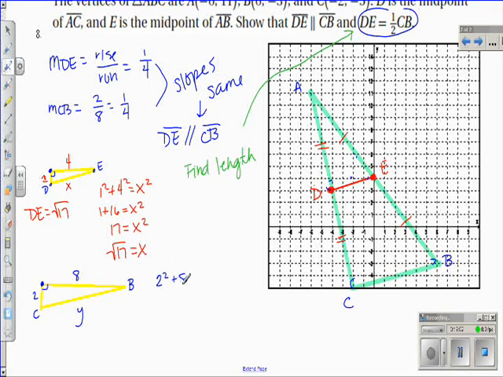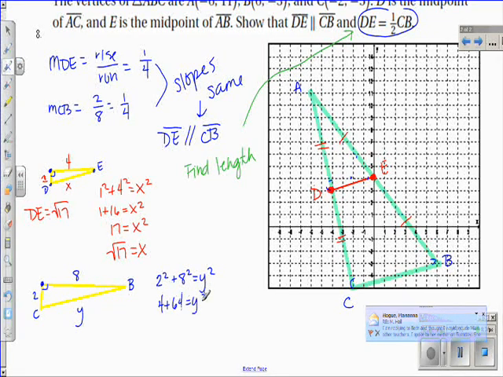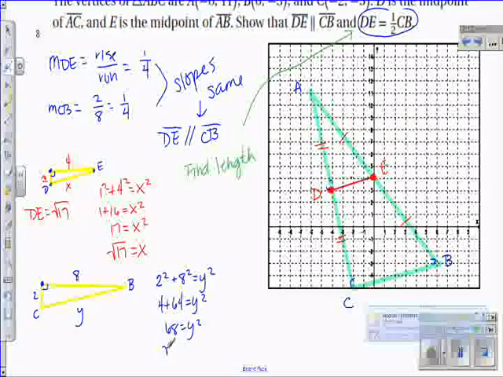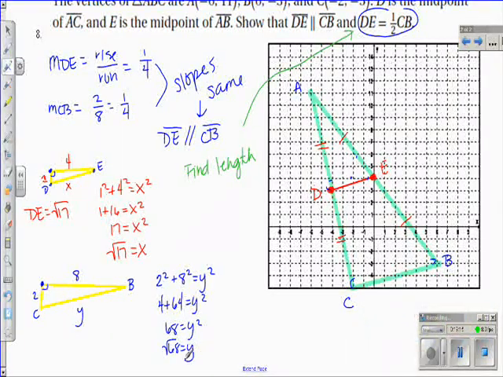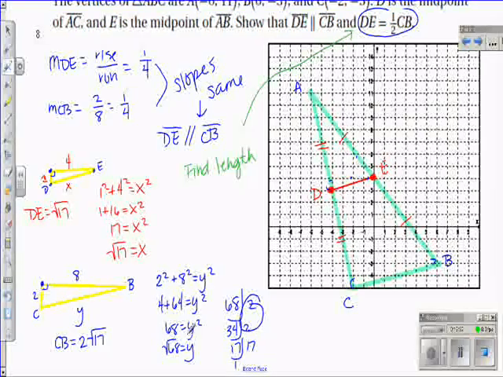So 2 squared plus 8 squared equals y squared. 4 plus 64 equals y squared. 68 equals y squared. Square root of 68 equals y. Now I can simplify this: 68, divide out a 2 and I get 34, divide out a 2 and I get 17, 17 and 1. So I know that CB or y equals 2 square root of 17. Those pair of 2's can come out.